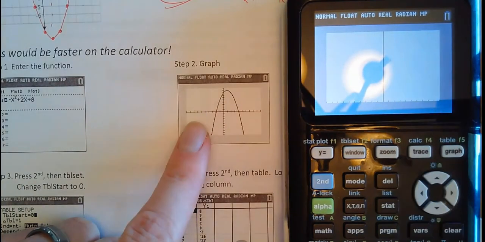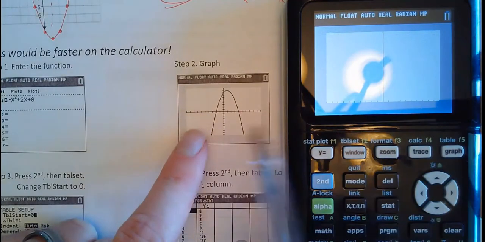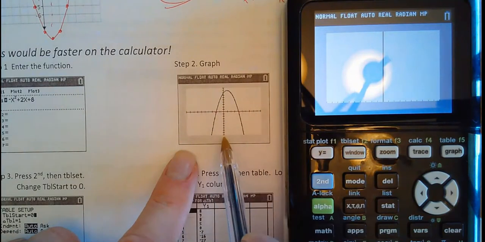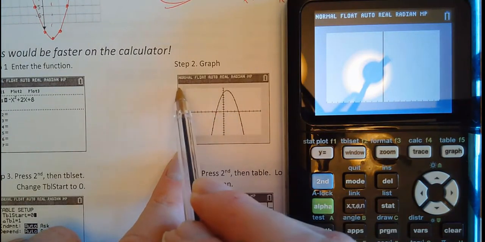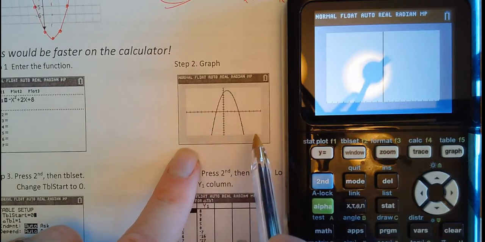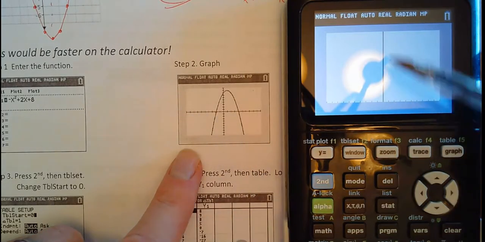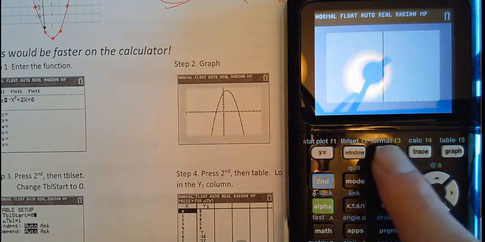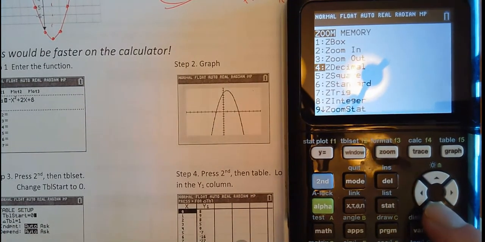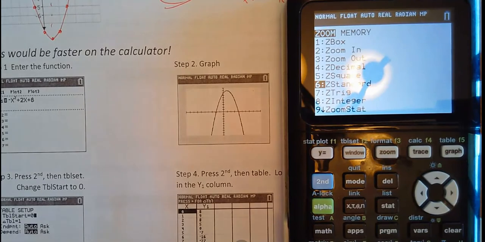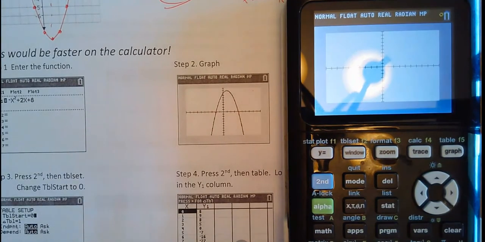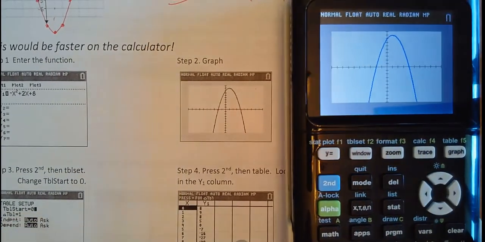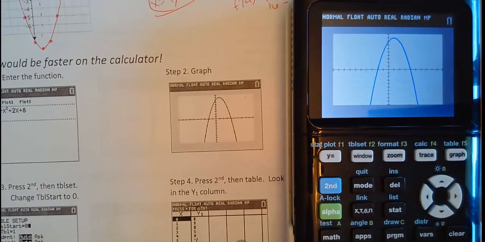This screen does not look like this screen. That'll happen sometimes to you, okay? What happened was, right now, this screen is negative 10, positive 10, negative 10, positive 10. So it's basically a 20 by 20 screen, from negative 10 to positive 10 in both directions. This screen is like, here's the x-axis going way up. If you want to get back to that standard window, which looks like this, push zoom, and you want number 6. Zoom standard, ZStandard, okay? So zoom standard, there's my window, here comes the graph. Tip it this way a little bit so that reflection's gone.